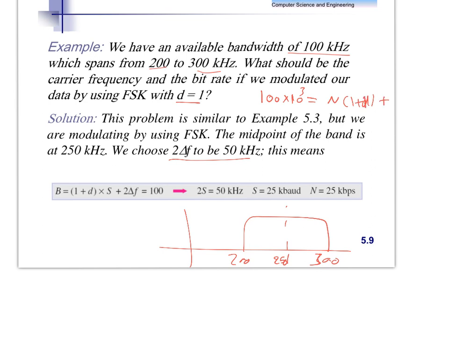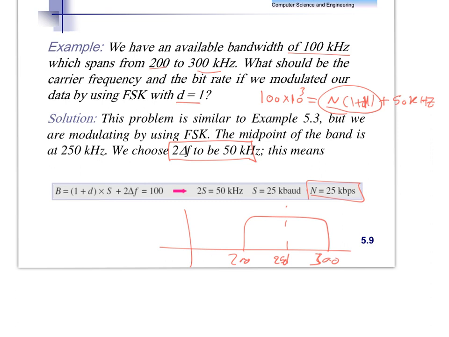Plus 2 delta F. I didn't give you 2 delta F here. So in the example, he says that we will choose 2 delta F to be 50 kilohertz. If this is 50 kilohertz, then N times 2 becomes 50 kilohertz, so N becomes 25. Why did you put the 2 delta F as 50? It's arbitrarily chosen in the example.